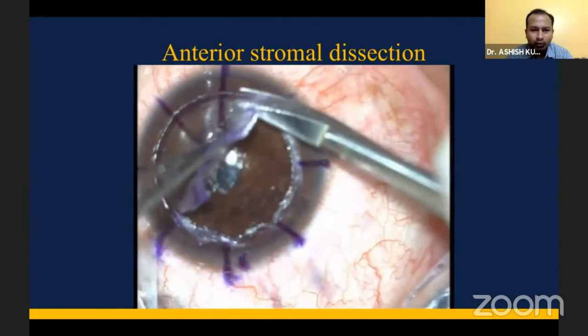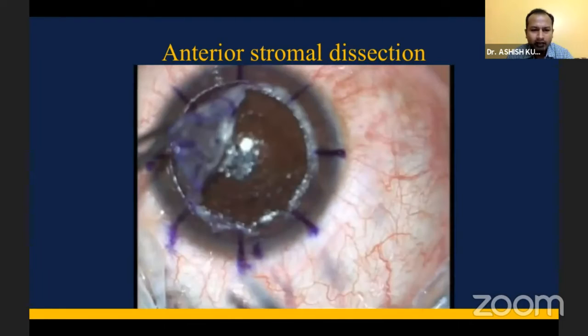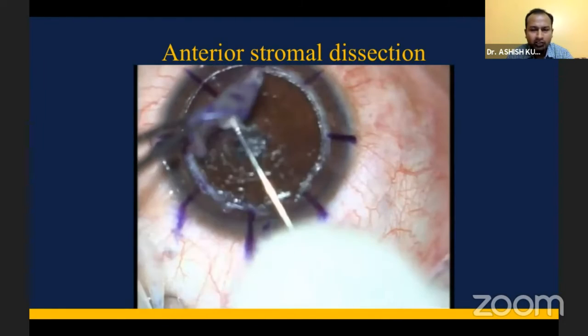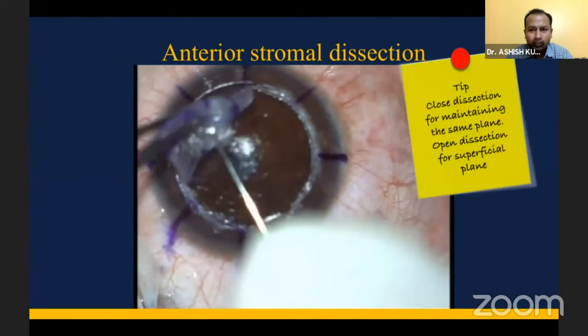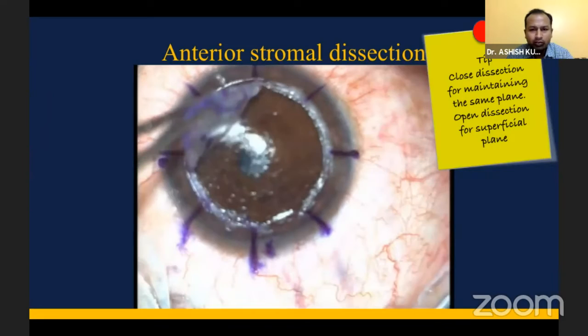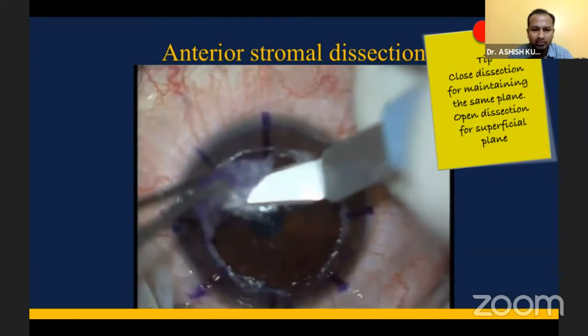So there's a mix of both, and there's a small mini scissors where you cut at the graft-host junction. Then again, a superficial dissection here with the open flap. So the tip would be, if you want to maintain the same plane, do a closed flap. And if you want to do a superficial dissection, do an open flap dissection.